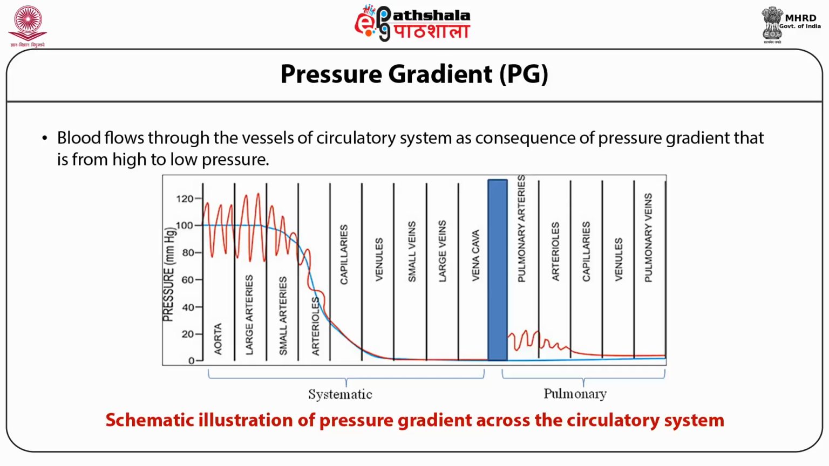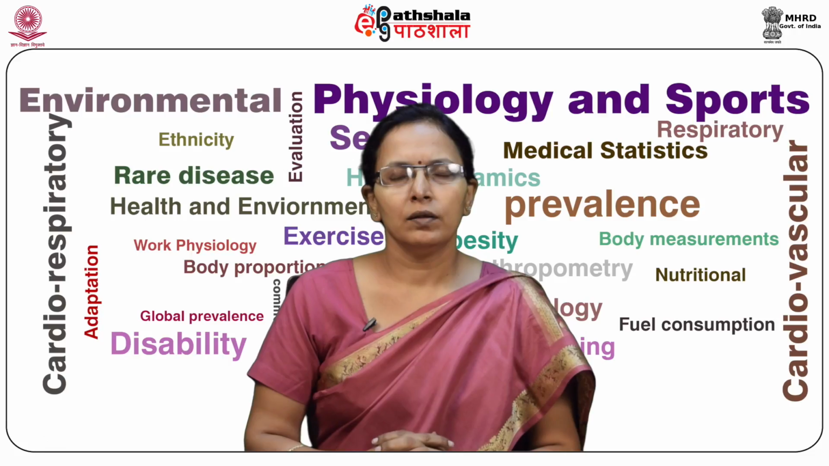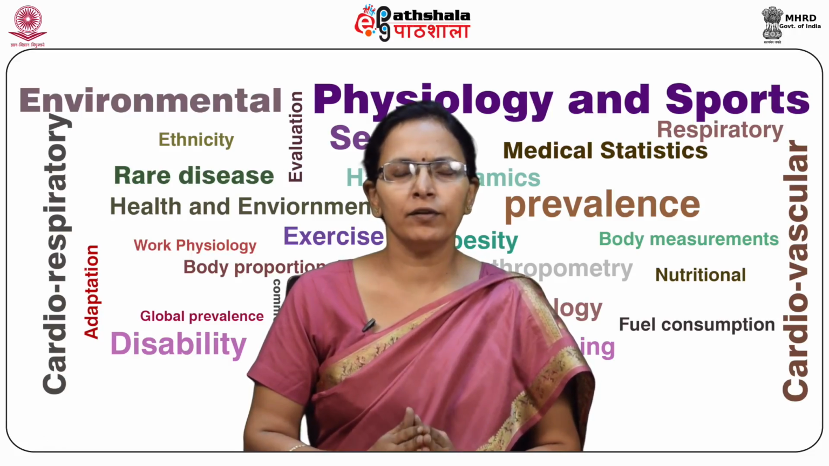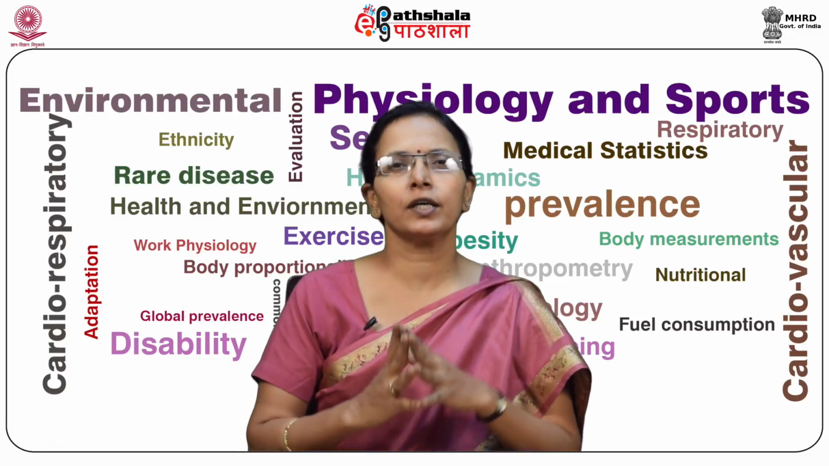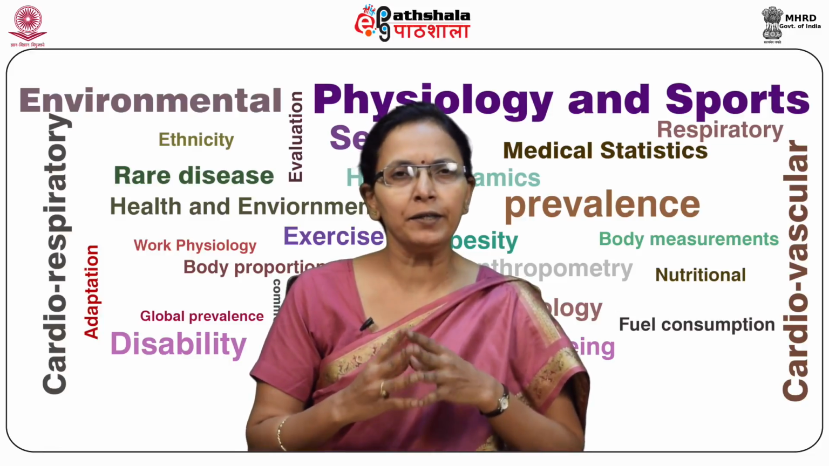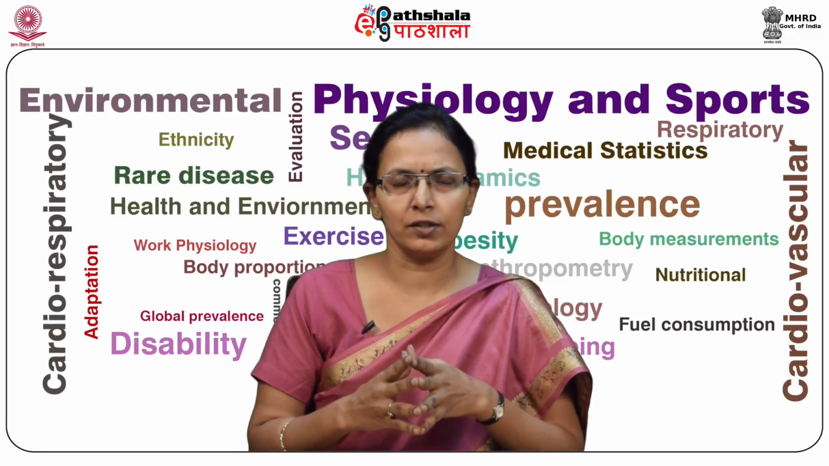Compared with the aorta, the pressure in large and medium-sized arteries falls only slightly, while it falls rapidly in small arteries and arterioles. The pressure continues to decline through the capillary and venous system. Similarly, for pulmonary circulation, the right ventricle has higher pressure than the left atrium. We have understood that the blood flow is the pressure gradient divided by the total peripheral resistance.